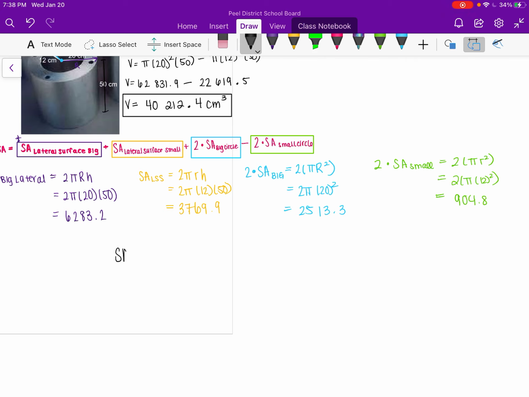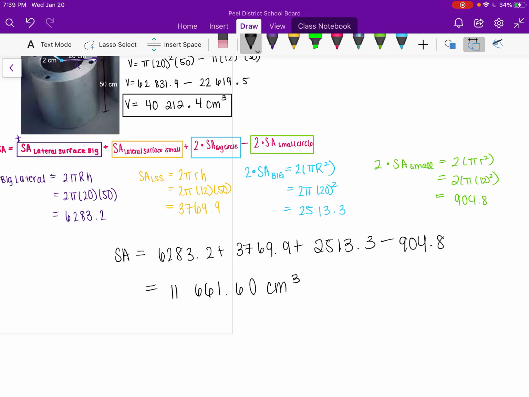I'm just going to plug these numbers back into my equation. So I'm going to say surface area is equal to 6283.2 minus 3769.9 minus 2513.3. Sorry, plus. These are plus, right? Minus 904.8. And when I do all that math, it's all said and done. My surface area is going to be 11,661.60 centimeters squared. Okay, and that's my surface area.